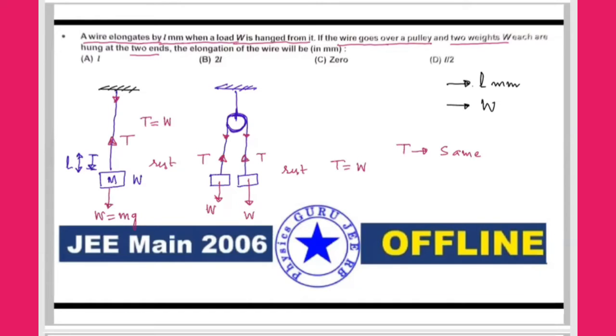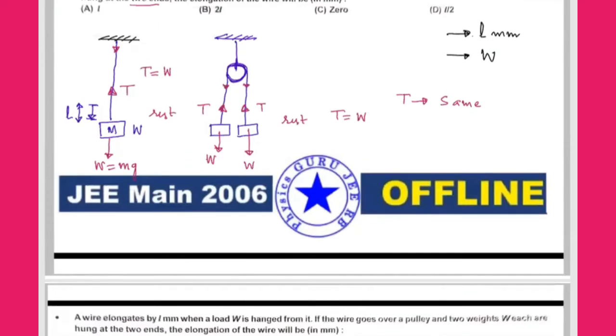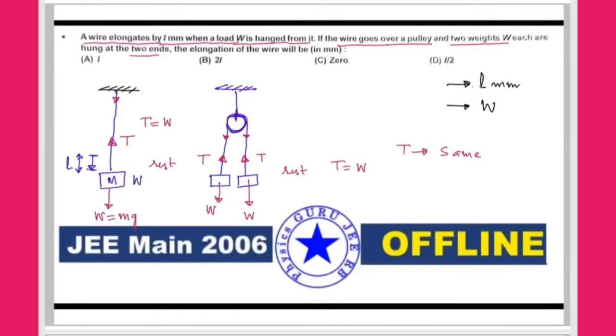Hope it is clear. If the first case elongates by L millimeters, the same elongation, L millimeters, will occur here. The condition is same wire, same material, so Young's modulus will be the same, and the tension is also the same, T equals W. Hope this is clear. So the same option will be there.